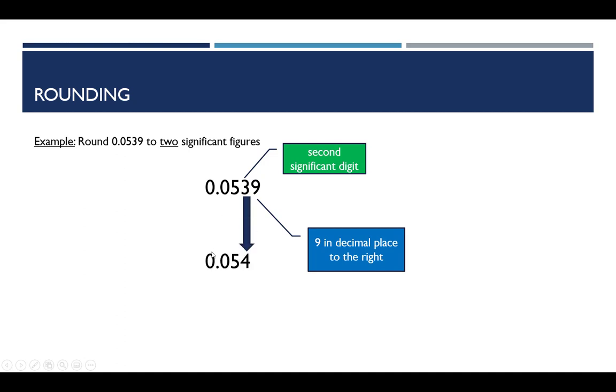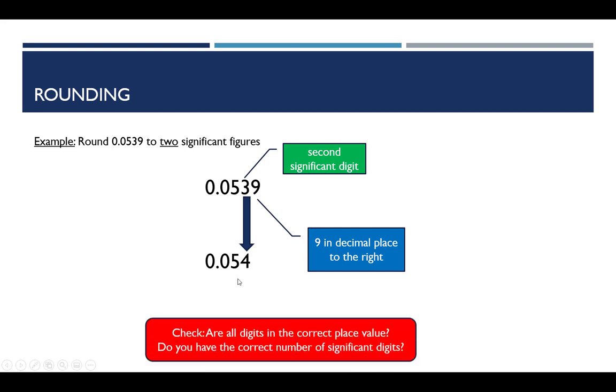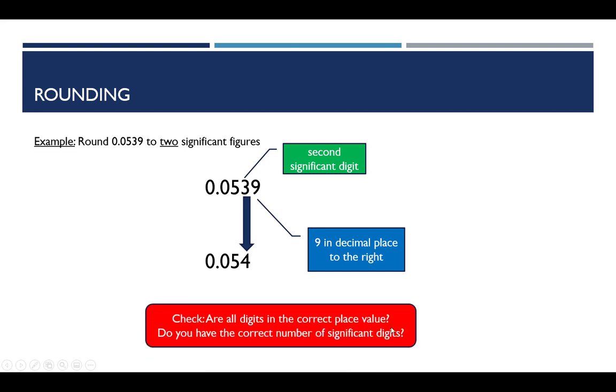And so I have here 0.054. This, again, would not be 54. We need those zeros, even though they're not significant, to tell us the correct place values. So the 5 was in the hundredths place. It's still in the hundredths place. So are all the digits in the correct place value? Yes, they are. Do I have the correct number of significant digits? I wanted 2. I have the 5 and the 4, so I have 2. I'm fine.